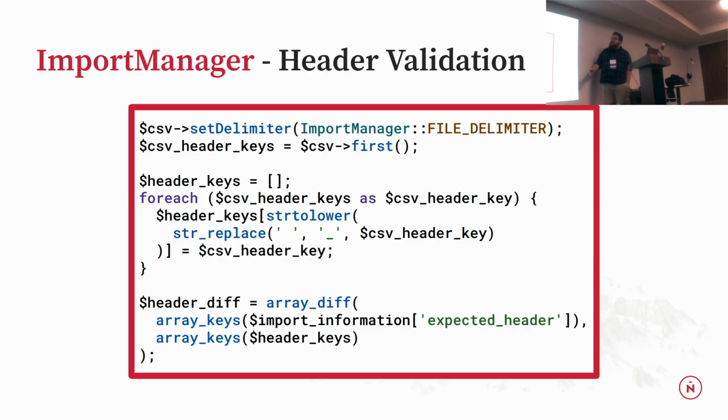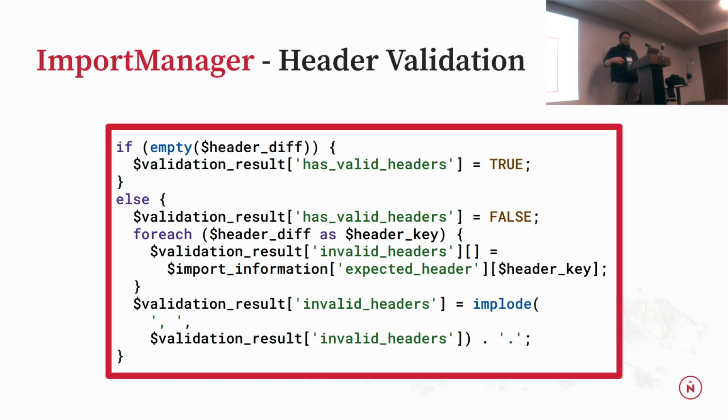So something that we can do, now that we know that our delimiter is there, is set that, and then grab the first row using that first method, and then loop and see, does it match our expected header? Again, our expected header comes from our import manager, which is then passed in as this import information here. So we check, does it match our expected header? If it does, we're good. If it doesn't, tell the user which ones are mismatched, right? Because if they just see, oh, it doesn't match, I don't know what's wrong, that might not help.